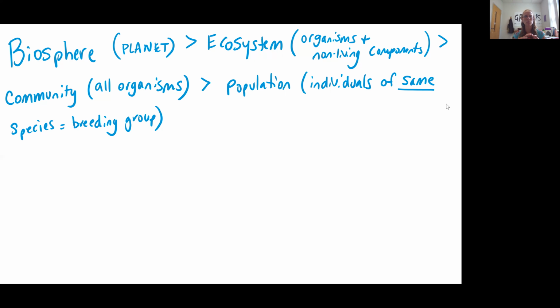So when you're talking about a population, you're talking about a gene pool. You're talking about individuals that are going to interact with each other, maybe to help each other survive, or maybe as part of reproduction, mixing of genetics. That's what we're talking about with population.